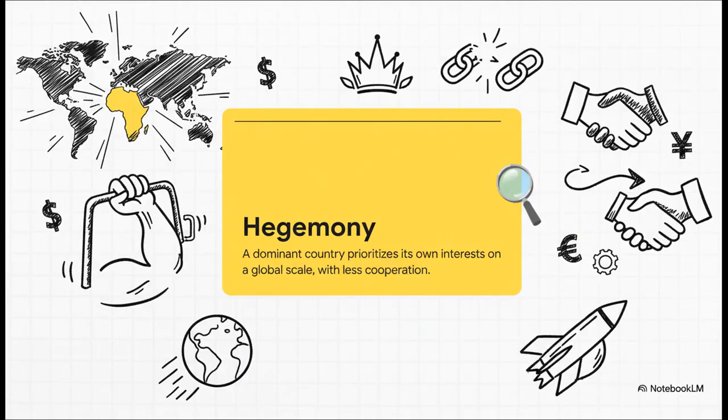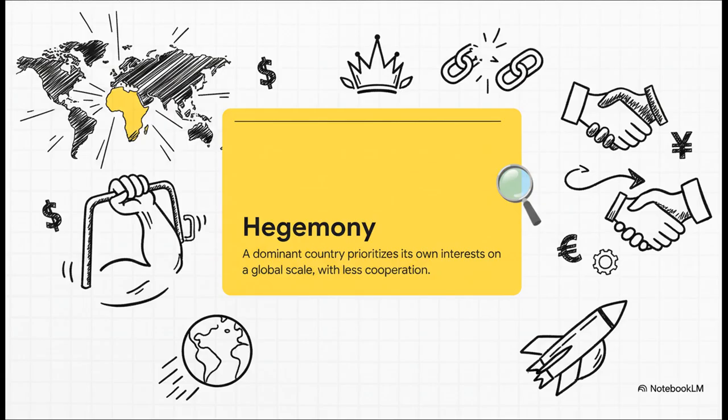Next up, hegemony. This is where a big, dominant country has a global mindset but isn't all that interested in cooperating. They use their power, their economic or military muscle, to shape the rules of the game in their own favor. Think about a country suddenly slapping on tariffs without negotiating with anyone first.